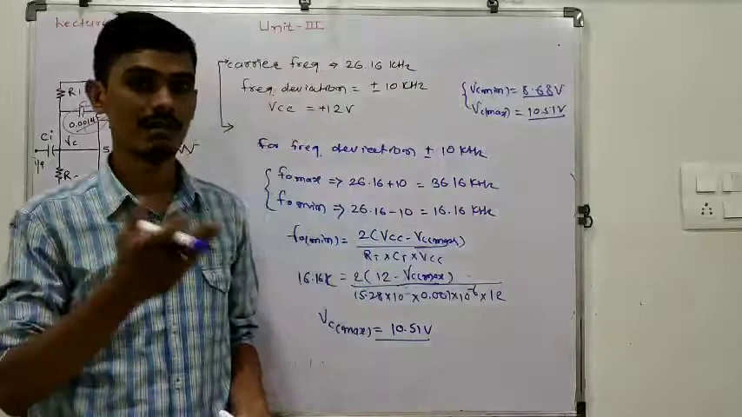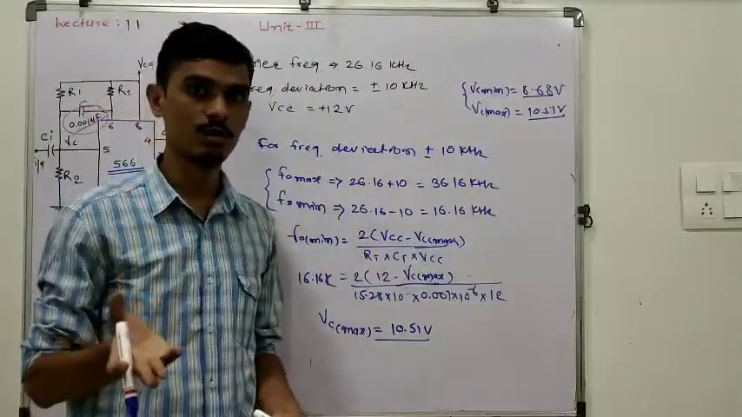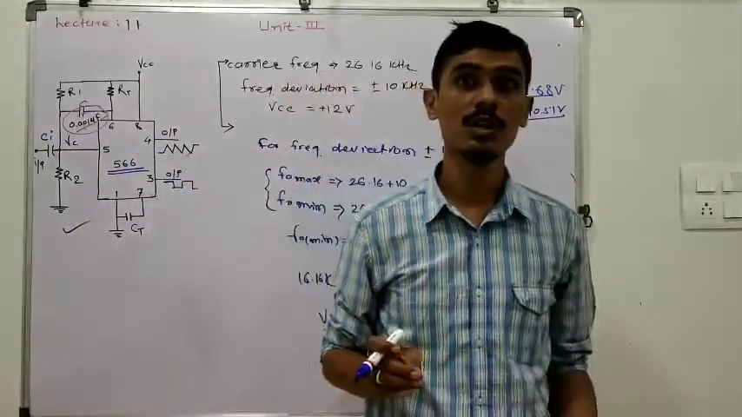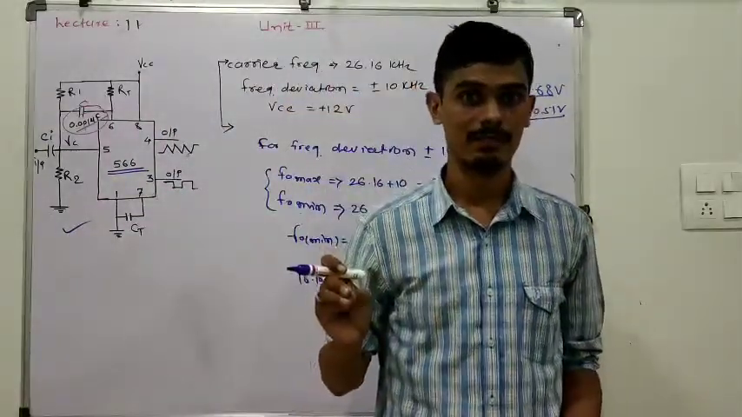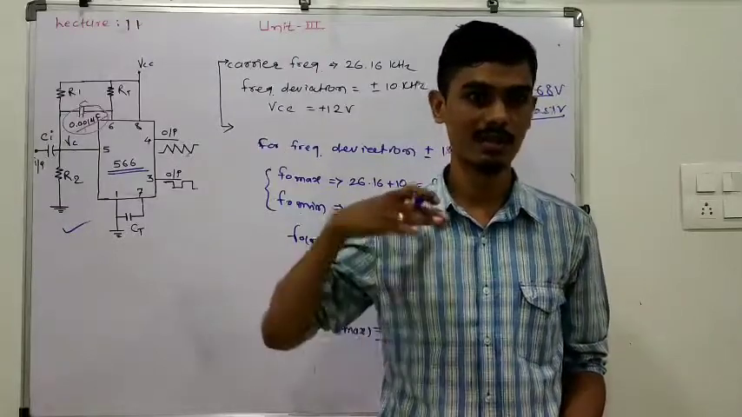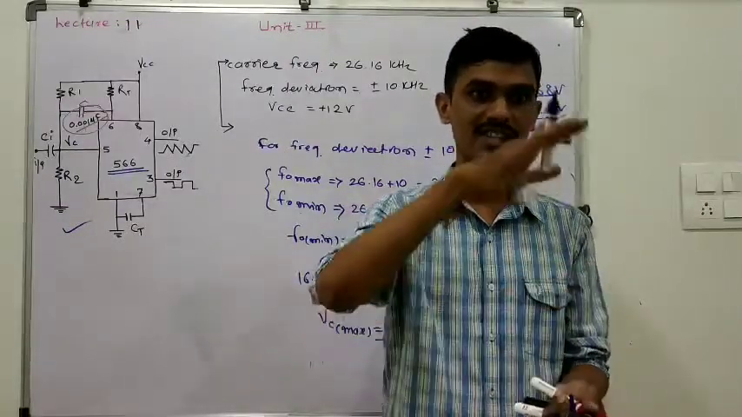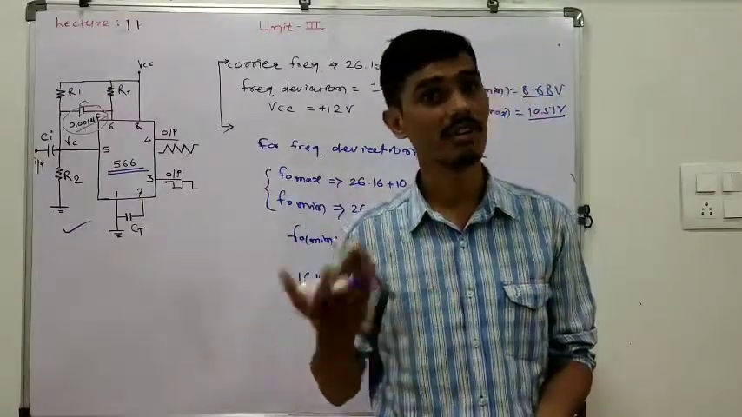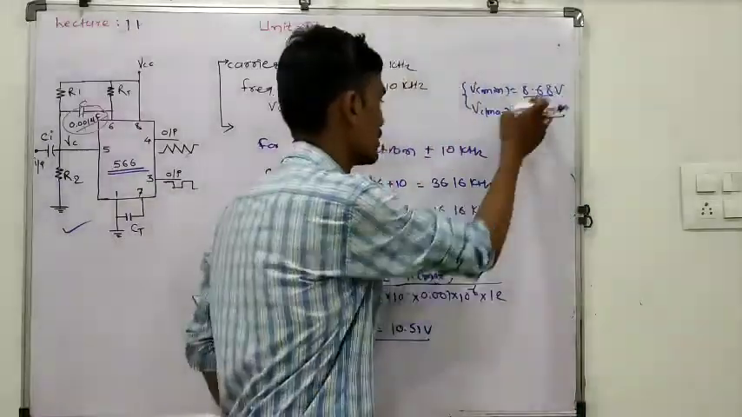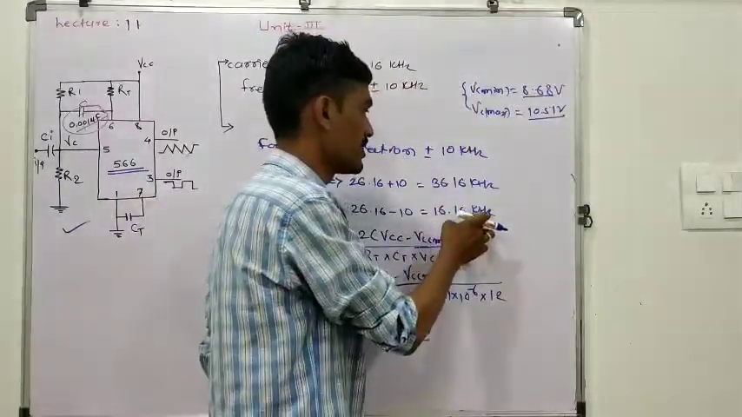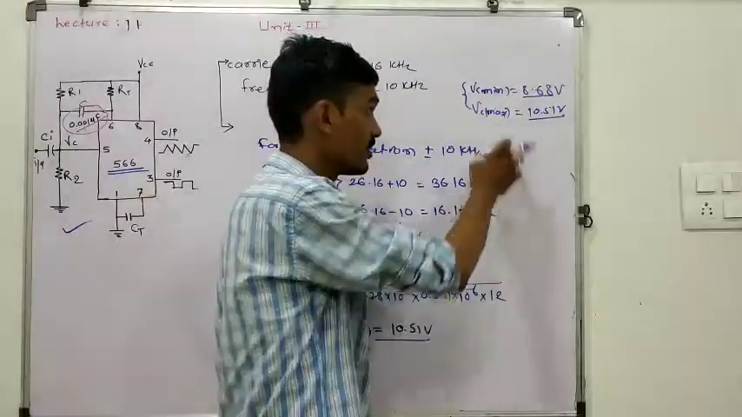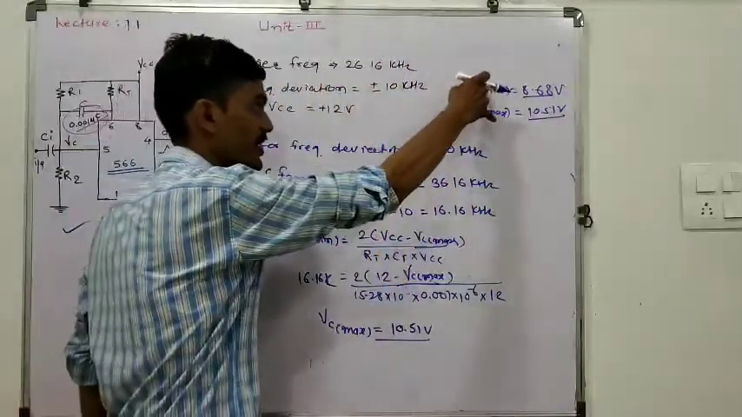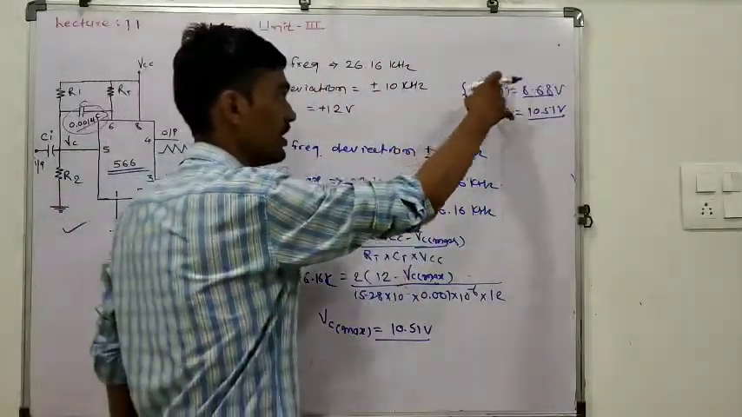That concept is already covered in communication, that is frequency modulation. Frequency modulation means the frequency is varied with respect to the modulating signal over the carrier frequency. This carrier frequency changes with respect to the modulating signal. So that is nothing but frequency modulation. Here also this frequency changes from 16.16 to 36.16. It depends on Vc max to Vc min, and this voltage depends on the Vin.